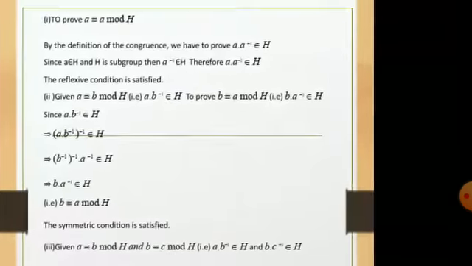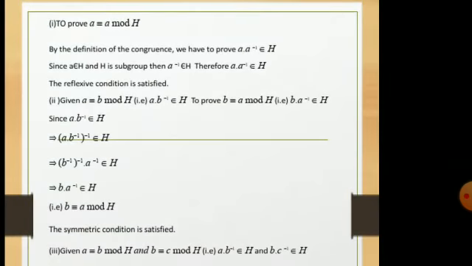Now to prove the first one, by the definition of the congruence, we have to prove a · a inverse belongs to H. Since a belongs to H, H is a subgroup, then a inverse also exists. a inverse belongs to H. Therefore, a · a inverse belongs to H by the closure property. The reflexive condition is satisfied.